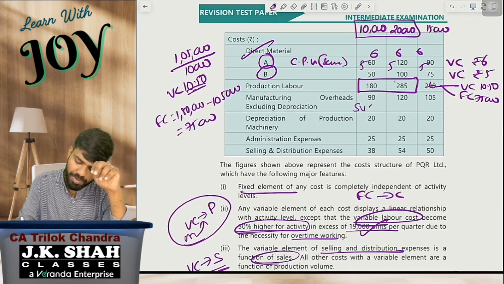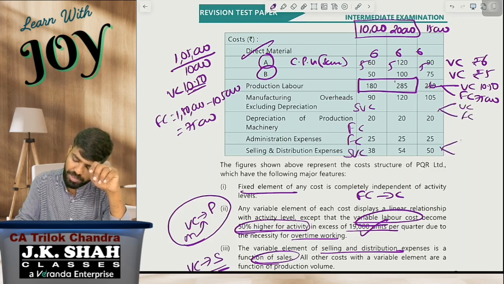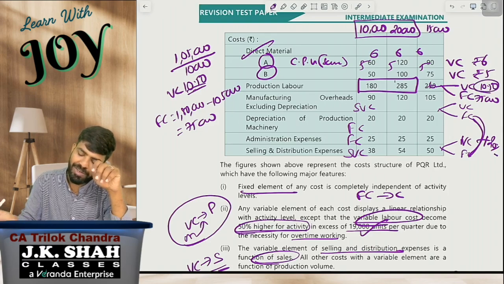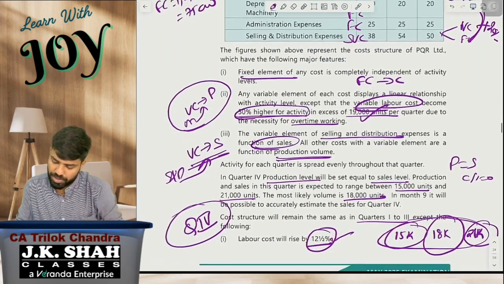It is also a semi-variable cost. Depreciation is a fixed cost. Administration expenses are a fixed cost. Selling and distribution expenses are a semi-variable cost. This we need to classify into variable cost and fixed cost. They clearly stated these two fixed costs will increase by 20%. Now the variable cost of 10.50 will increase by 12.5%. Look into the solution.